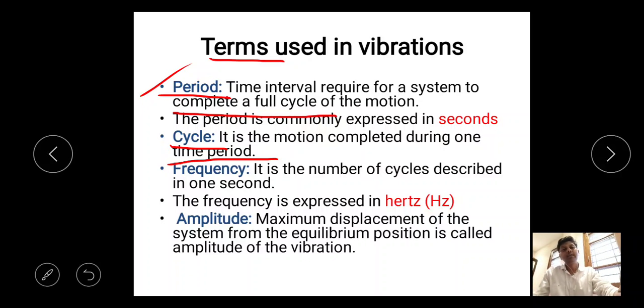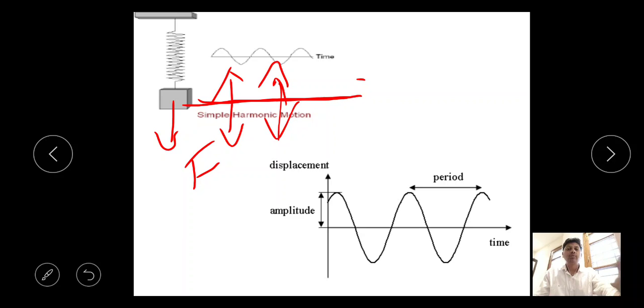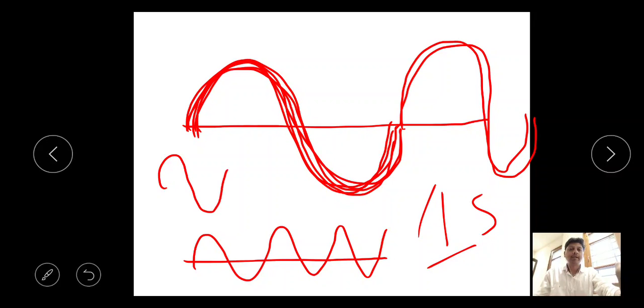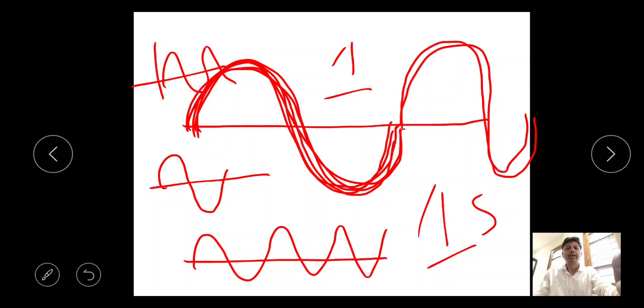Okay, next we'll discuss what is frequency. Frequency is nothing but the number of cycles. If you take 1 second, how many cycles are completed in that 1 second? Suppose you complete one cycle in 1 second, then the frequency will be 1. If you complete two cycles in 1 second, then the frequency will be 2.